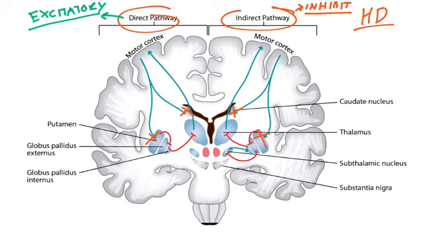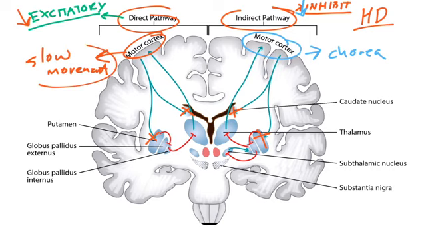So damage to the indirect pathway will cause loss of inhibition, so we'll have decreased inhibition, which leads to the cortex being overstimulated, which results in the jerky movements known as chorea in Huntington's disease. Conversely, the direct pathway is mainly excitatory and we actually have decreased excitement, so patients with Huntington's disease will also demonstrate decreased, slow movement. So the slow movement and these jerky chorea movements are both known to be in Huntington's disease.